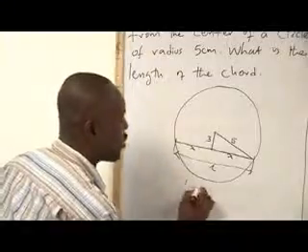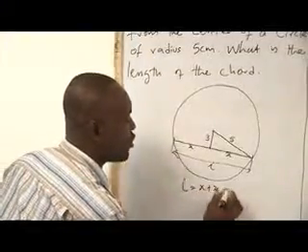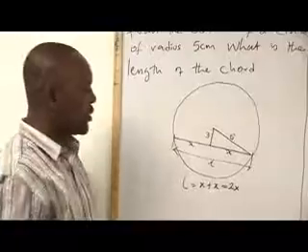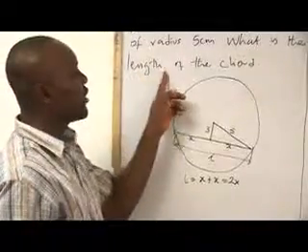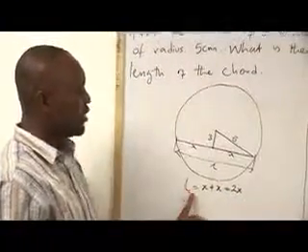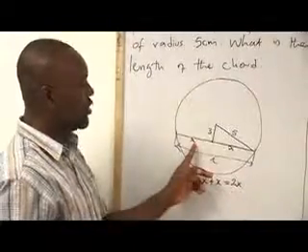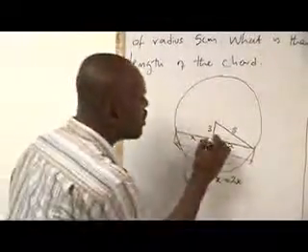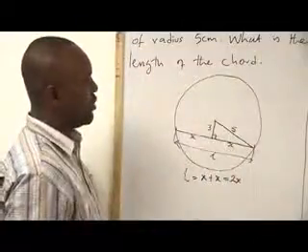The length is equal to x plus x, which is equal to what? 2x. We are asked to look for the length of the chord, but we know that the length is 2 times x, where this is x and this is x. Consider this triangle that we have here.